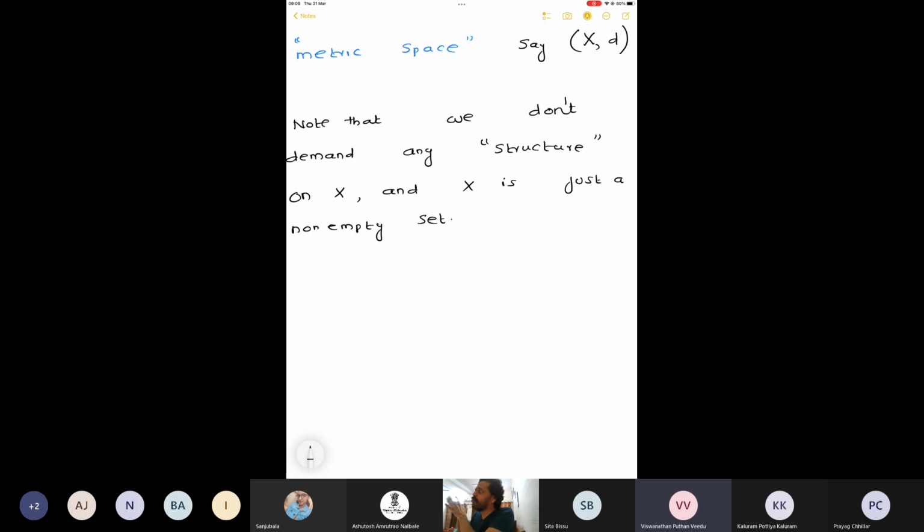And how are these requirements imposed? The requirements are imposed by looking at our own experience of measuring distance between points in R, or between points in R2, or between points in space. Our experience of measuring distances between two points in the plane or space guided us on what properties we should demand on d. Yes or no? Yes, sir.